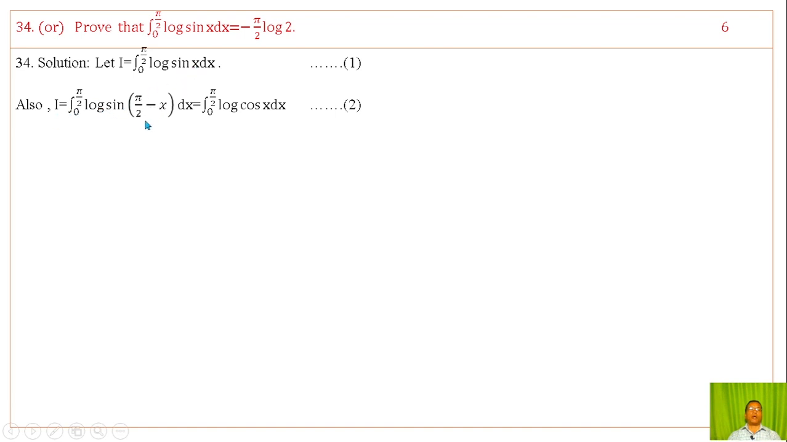Replacing x by pi by 2 minus x, we get sine of 90 minus x, which is cos x, which is equation 2. Adding the two, we have I plus I, that is 2I, equal to this.